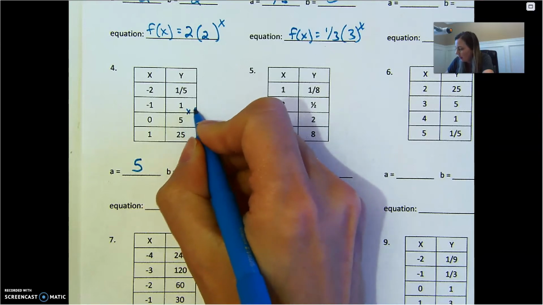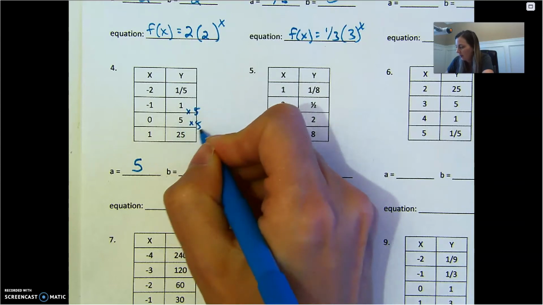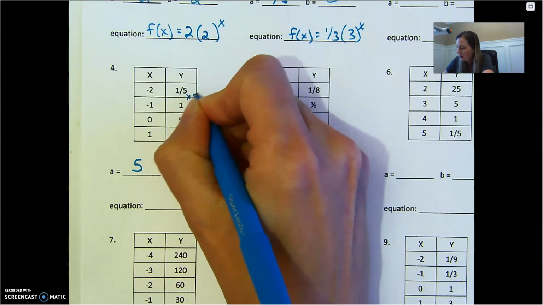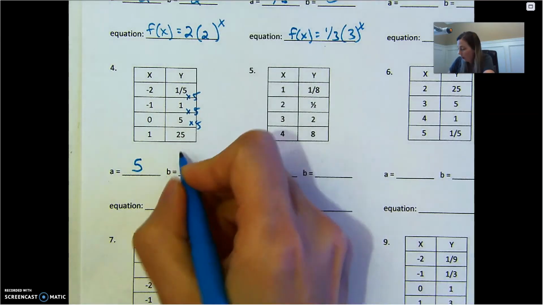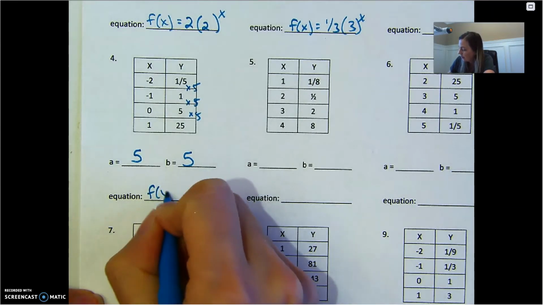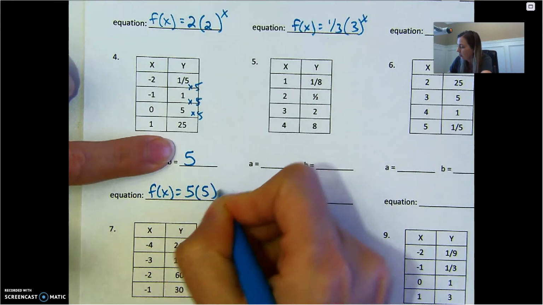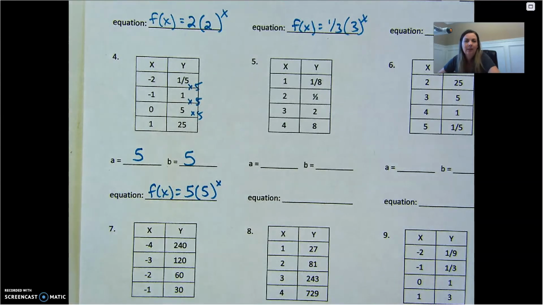It looks like we are timesing by 5, right? 1 times 5, boom. 5 times 5, boom. 1/5 times 5 is indeed 1. So our base is going by 5. So our equation is f of x equals the initial value times the base to the power x.